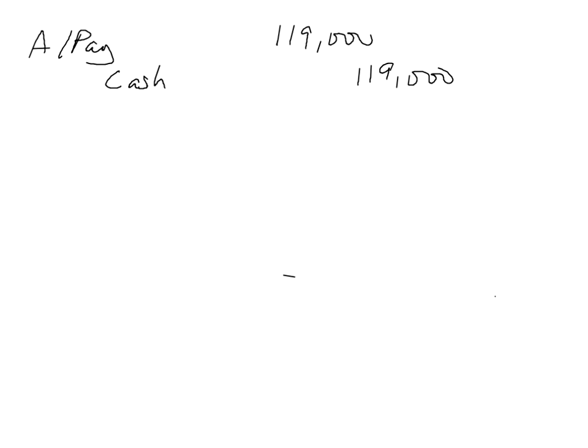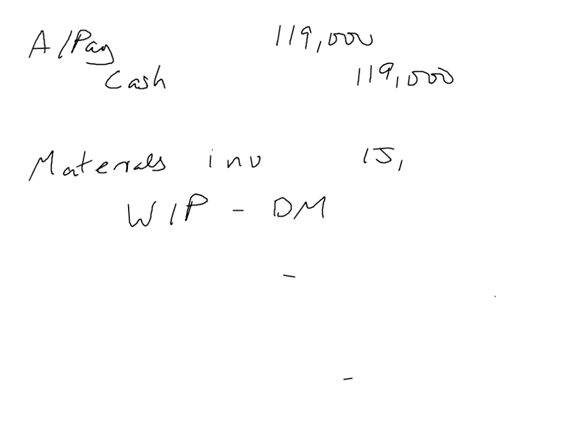Number 5, we're returning $15,400 of the materials issued to production in transaction 2 to materials inventory. So this tells me that we moved the materials out of raw materials inventory into work in process previously, but we ended up not using the entire amount, so we're going to move it back to raw materials. In this case, they're calling it materials inventory.